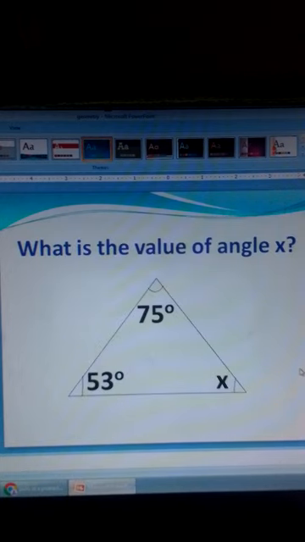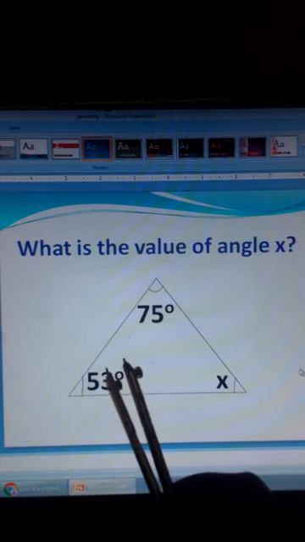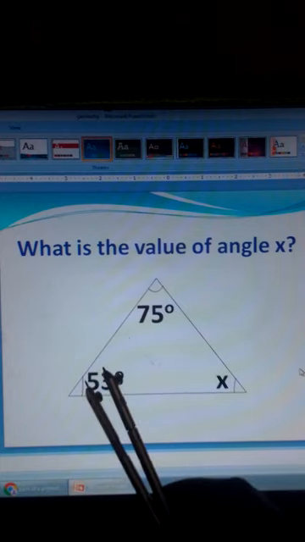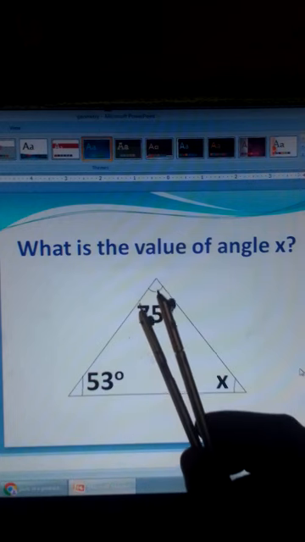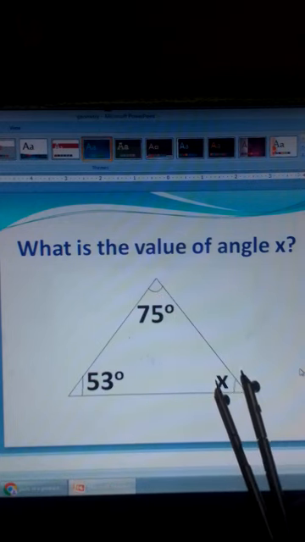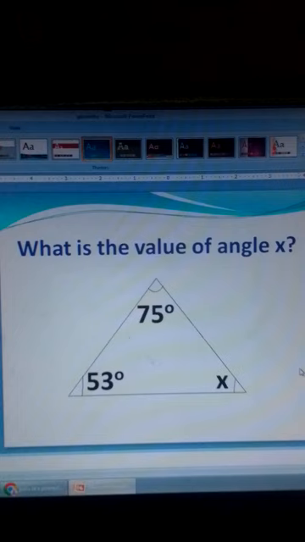Next is the sum of the angles in a triangle. We have this triangle with these three angles, of course. We have 53 degrees, 75 degrees, and angle X. We are required to find the value of angle X.